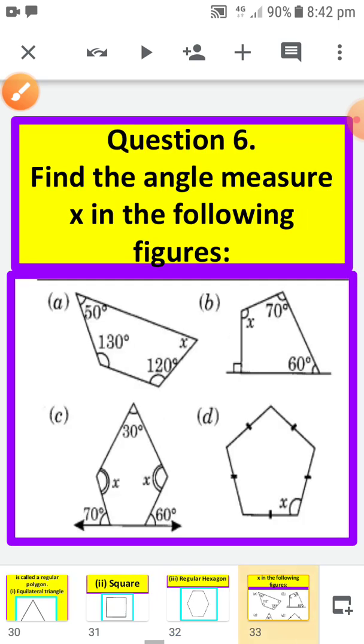Okay, now the last question of today's video, children. The last question is: find the angle measure x in the following figure. Now four diagrams are given to you, and you have to find the x value. Okay, how can you find it? Let's see. I will explain each question in the notebook, children, so that you can easily find the x value. Okay, let's see.